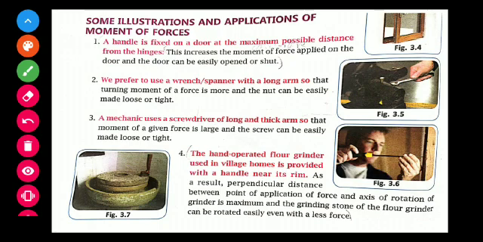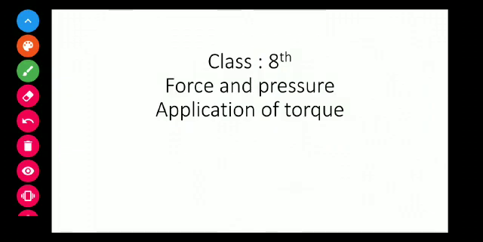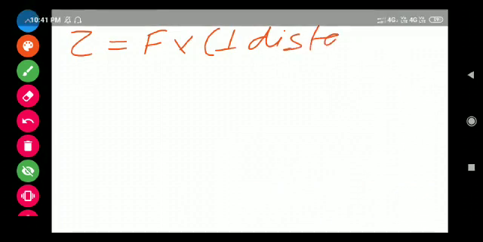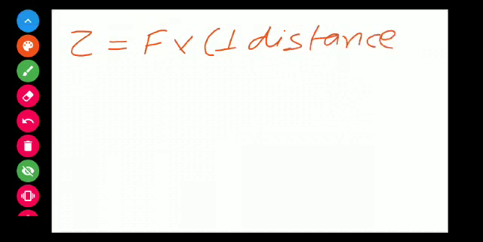Now next is application of moment of force. Before starting the application of moment of force, let's discuss what is the moment of force. Moment of force is the product of force and perpendicular distance, or we can also say that torque is equal to force into perpendicular distance from the axis of rotation. This is your torque, that is force into perpendicular distance.